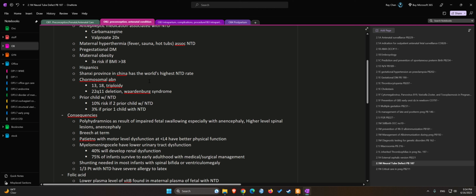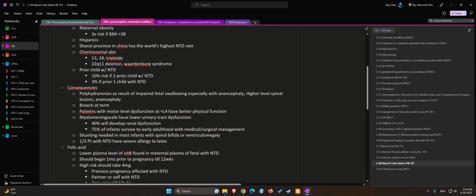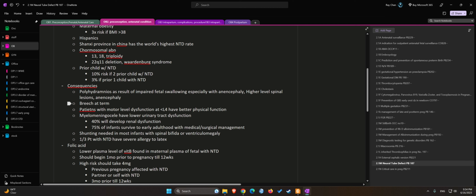Consequences: polyhydramnios as a result of impaired fetal swallowing, especially with anencephaly, higher level of spinal lesions, and encephaly. Breech at term is another consequence. Patients with motor level dysfunction at less than L4 have better physical function.